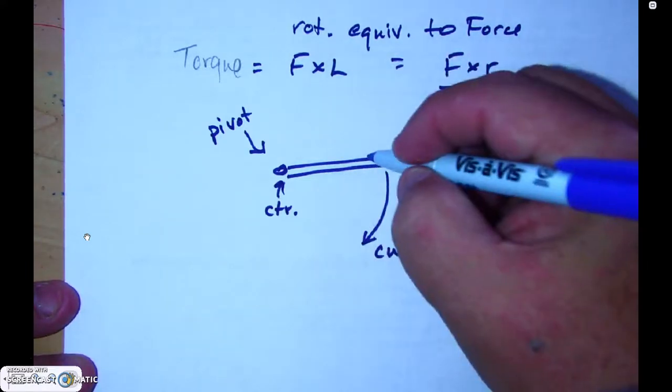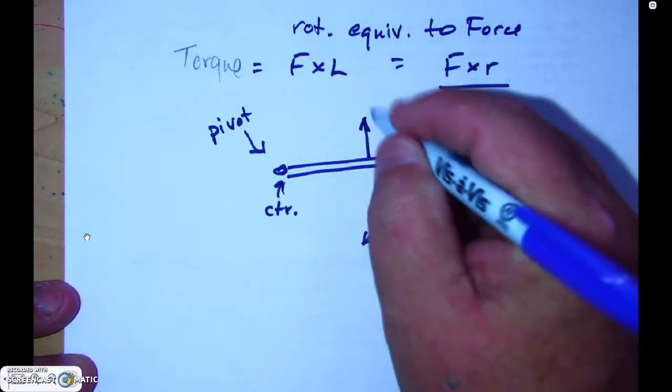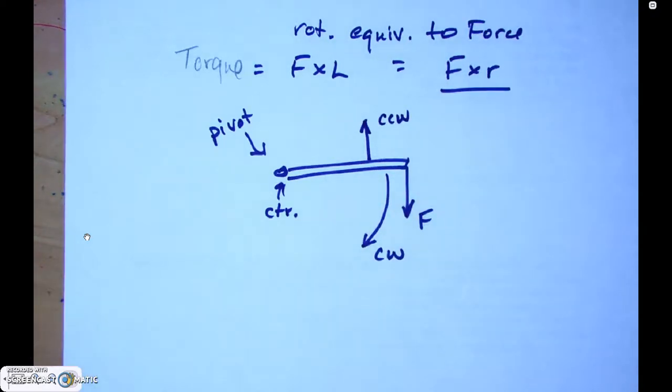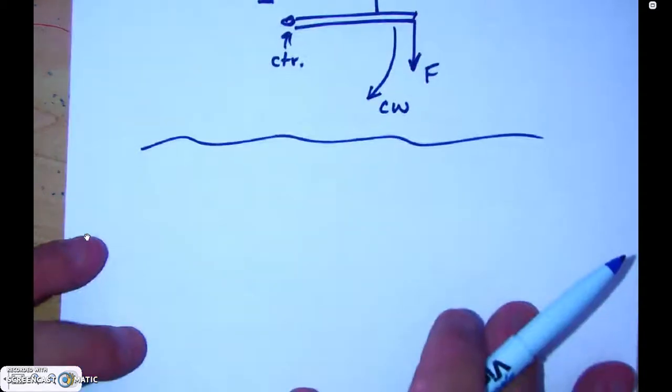If you applied a force this way, that would cause it to rotate this way, which is of course counterclockwise. So you decide directions by figuring out, is that the only thing that's acting at that point? Okay, so let's look at how to calculate that.